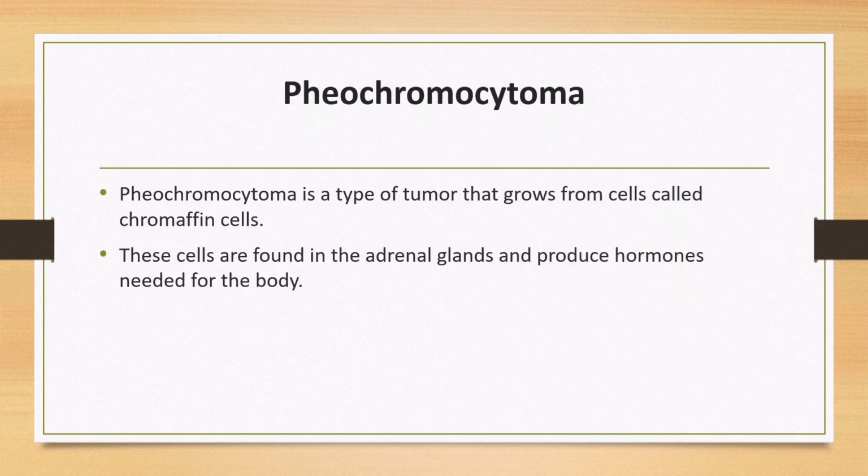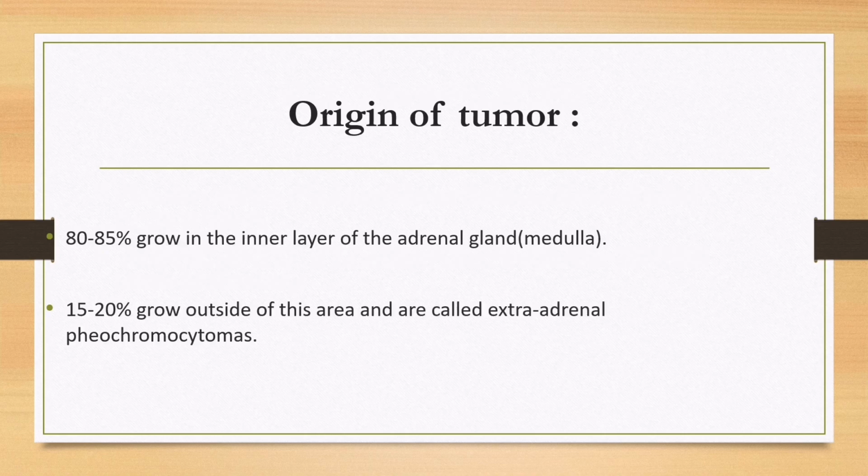This tumor we call pheochromocytoma. It arises from the cells located in the inner part, the medulla. If the tumor occurs in these cells, we call it pheochromocytoma. In about 80 to 85%, this tumor arises from the inner part of the gland, the medulla. In about 15 to 20%, this tumor can arise from outside of this gland. We call it extra-adrenal pheochromocytoma.